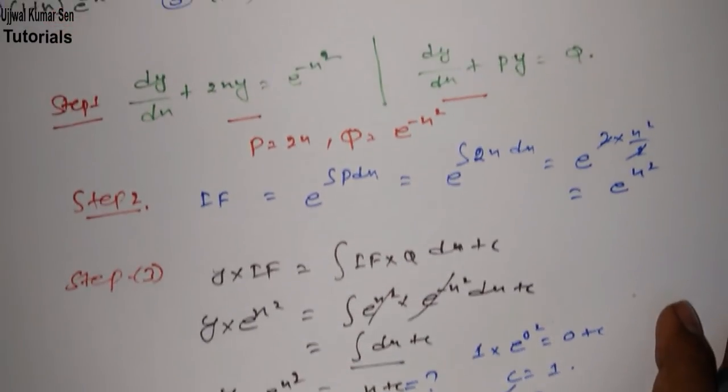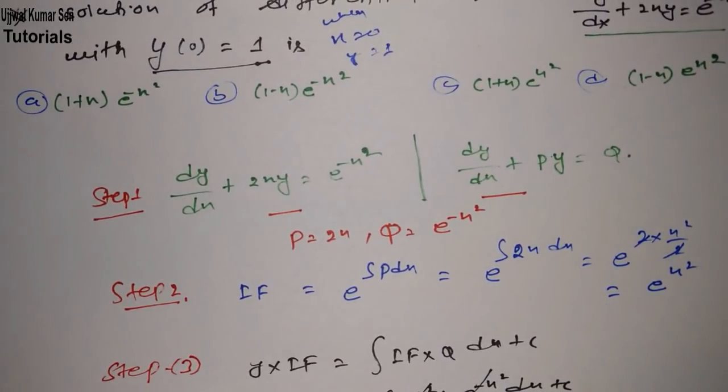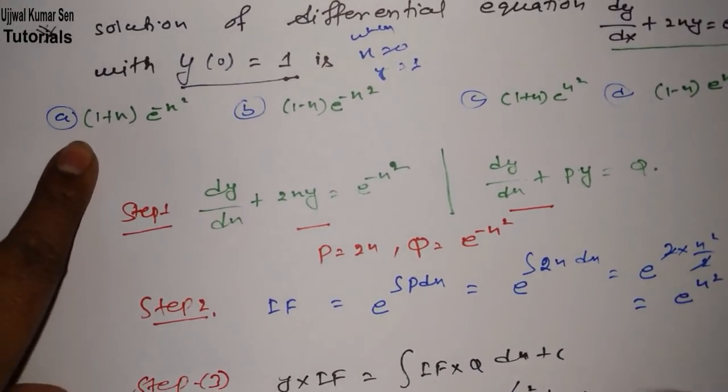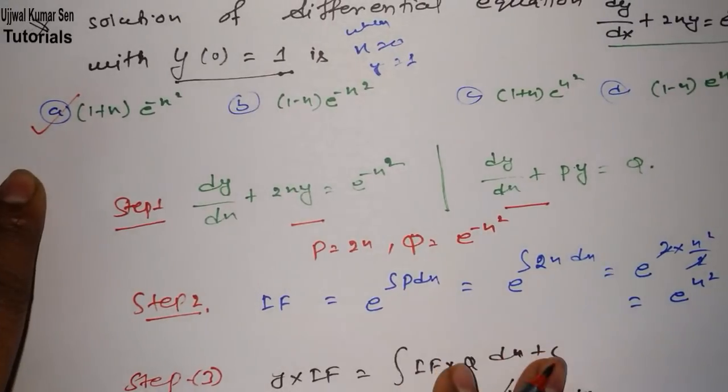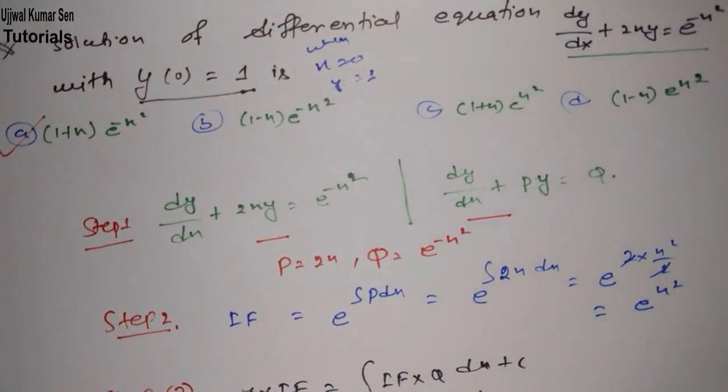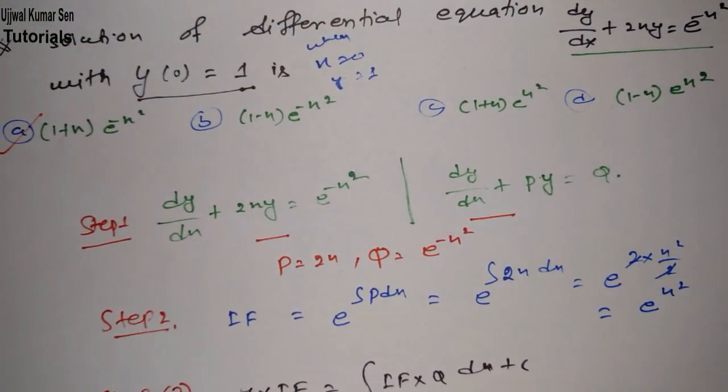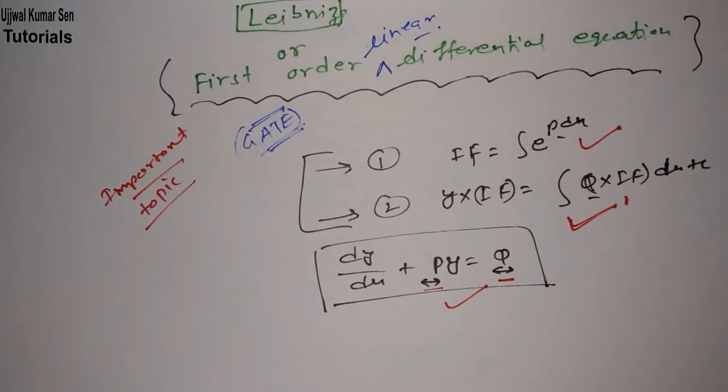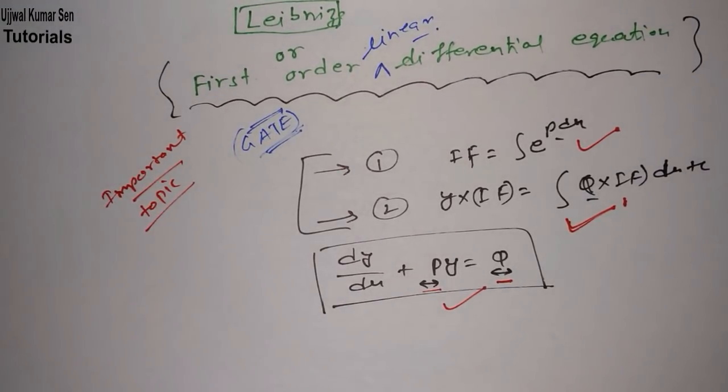Now look at the options we have been given, 1 plus x. Yeah, this is the right option. A is the right option for this question. So this is how you can solve mathematical problems related to Leibniz or first order linear differential equation.